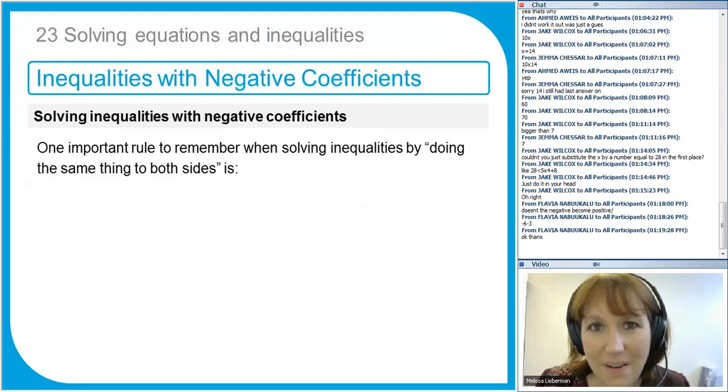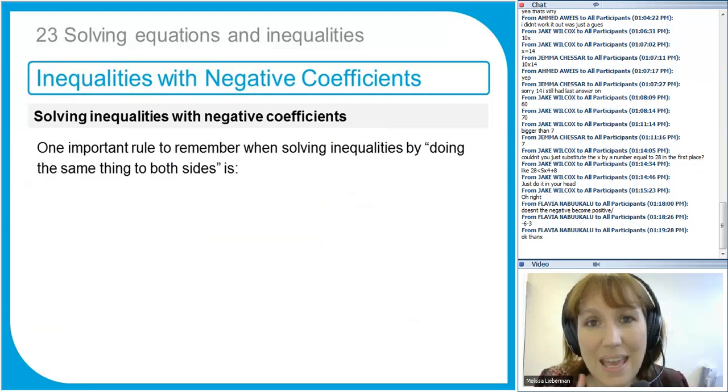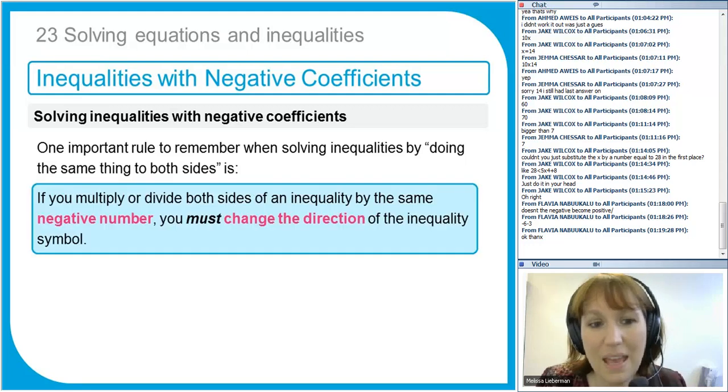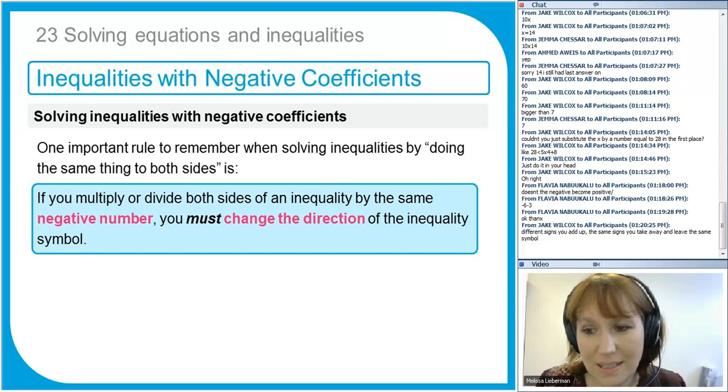Where you have to be very careful is with solving inequalities. On the whole, they do work exactly like equations, except that you can't multiply and divide both sides by a negative number. It just doesn't work. Or rather you can, but if you do, you have to change the direction of the inequality symbol.